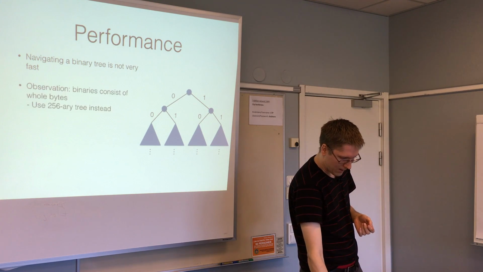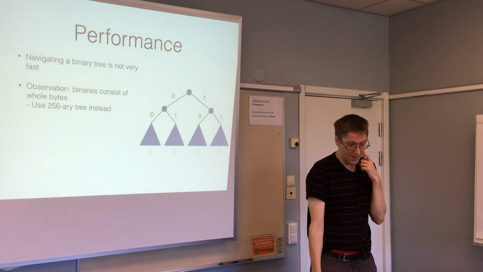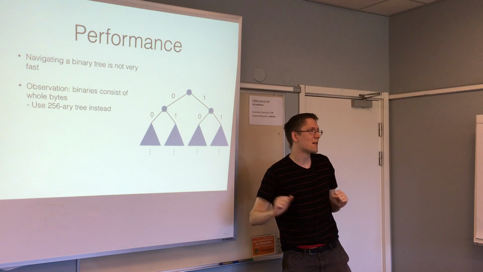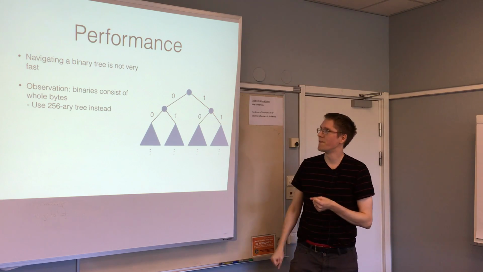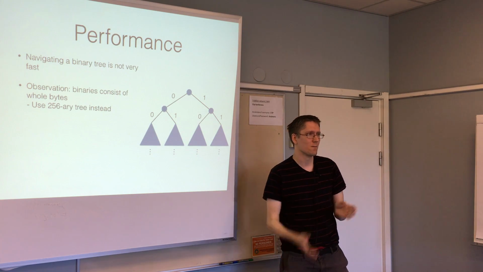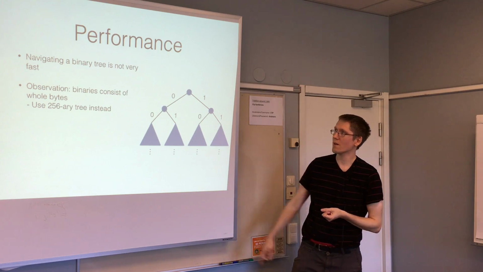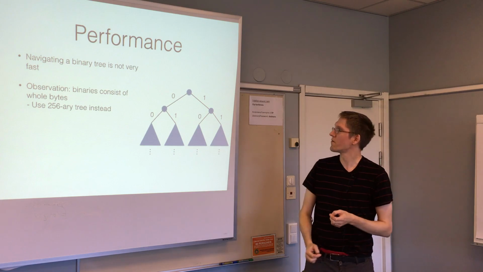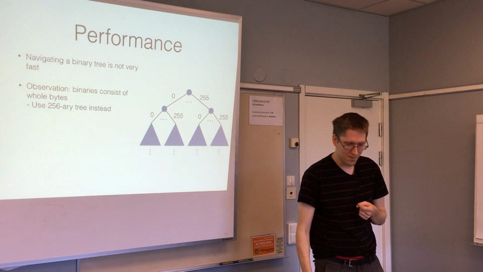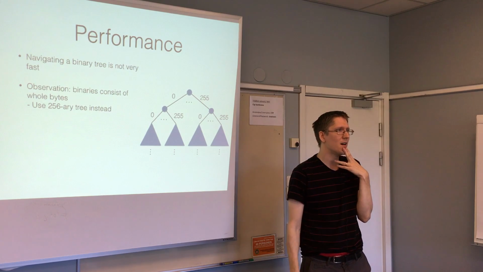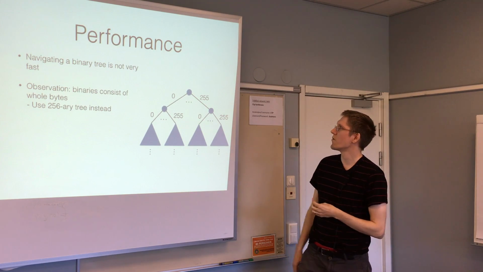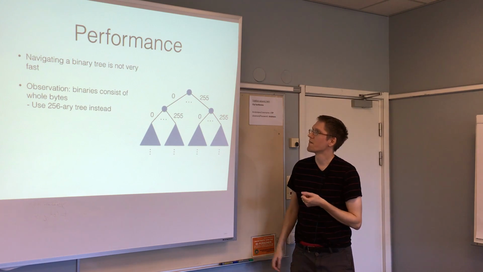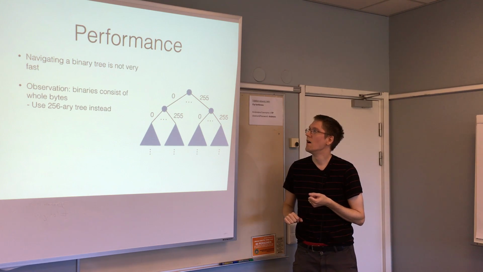One thing is to observe that when you do term to binary, you get a whole number of bytes. You don't get something with 13 bits; you get something with 2 bytes in it. So instead of a binary tree, we can use a 256-ary tree. That means that as you're traversing the tree, you do 1 byte at a time, and that saves a lot of time.